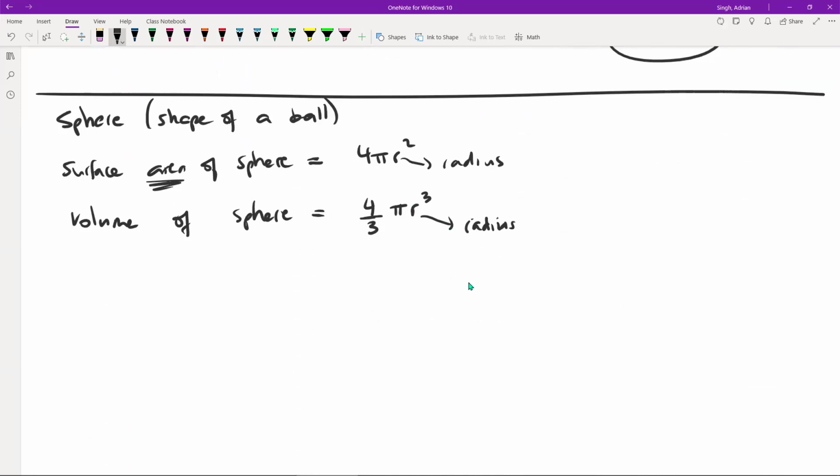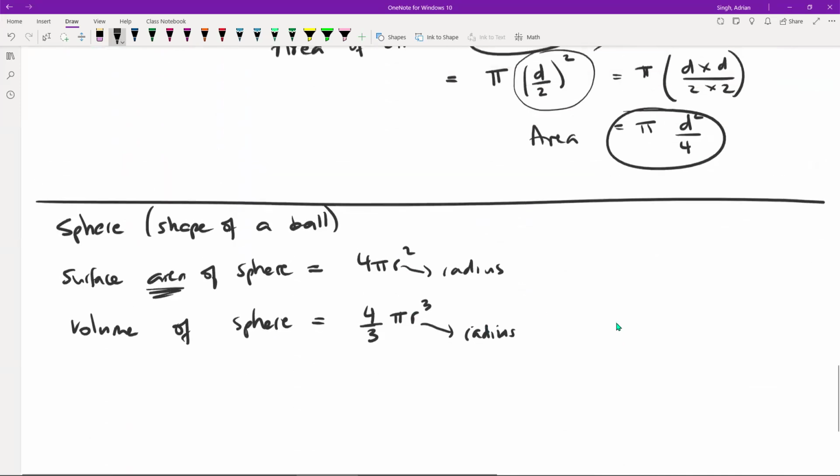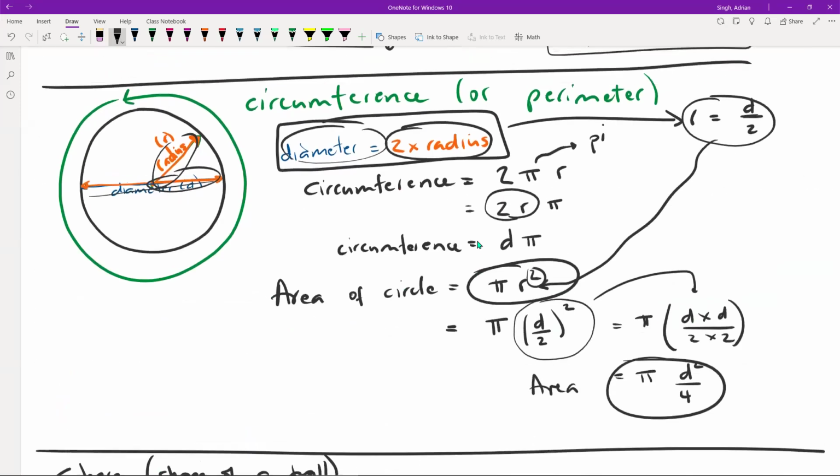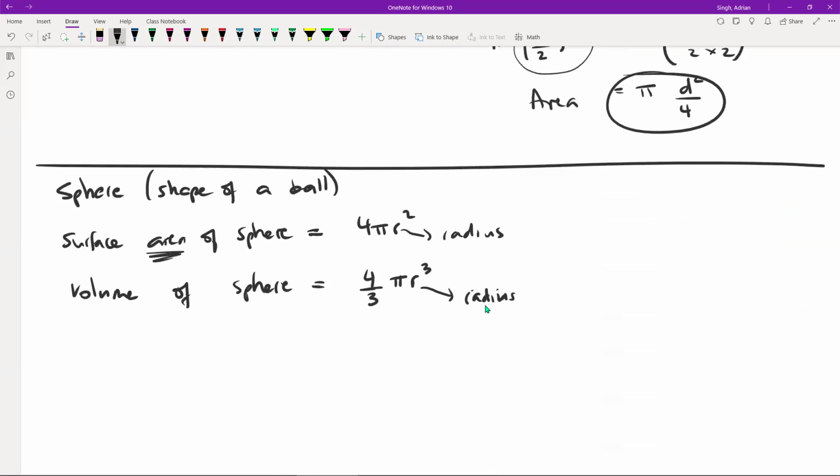So as long as we know what the radius or the diameter is, we can calculate any of these things: the circumference of the circle, the area of the circle, the surface area of the sphere, or the volume of that sphere as well.